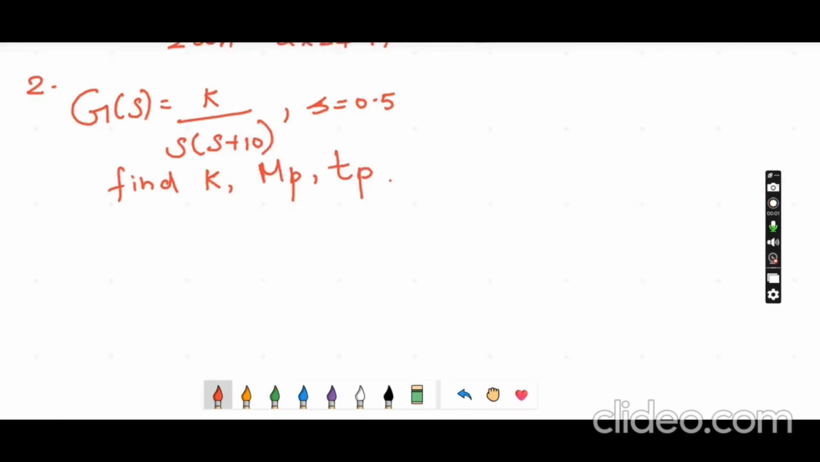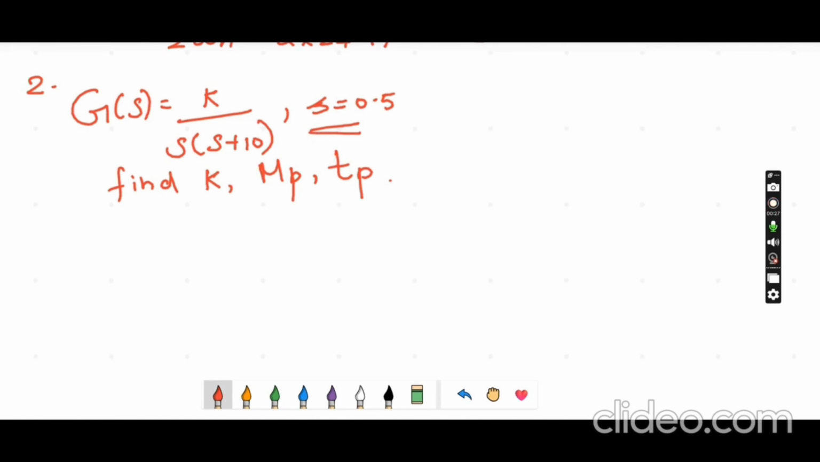Given a unity feedback control system characterized by an open loop transfer function G of s equal to k by s into s plus 10, we need to determine the value of k for the given value of zeta as 0.5. In addition, we also need to obtain the value of MP, that is the maximum peak overshoot, and TP, the peak time. For the given system, it is unity feedback only, so the feedback is one.